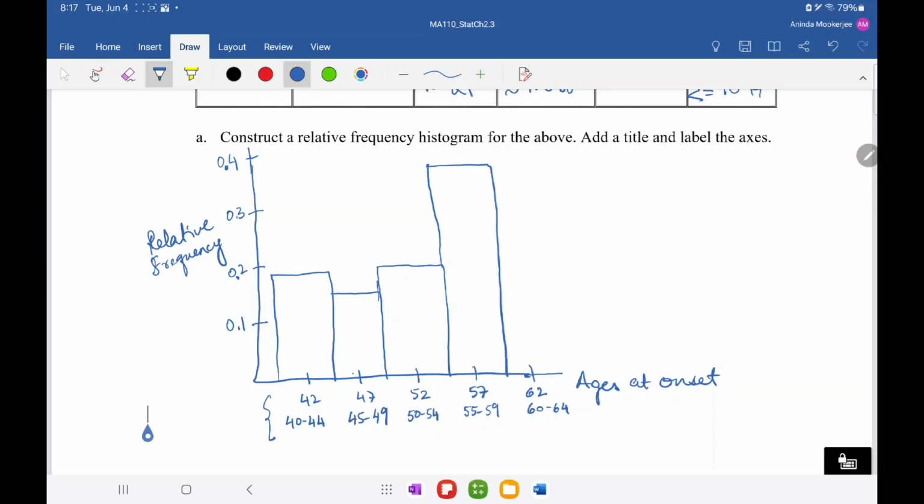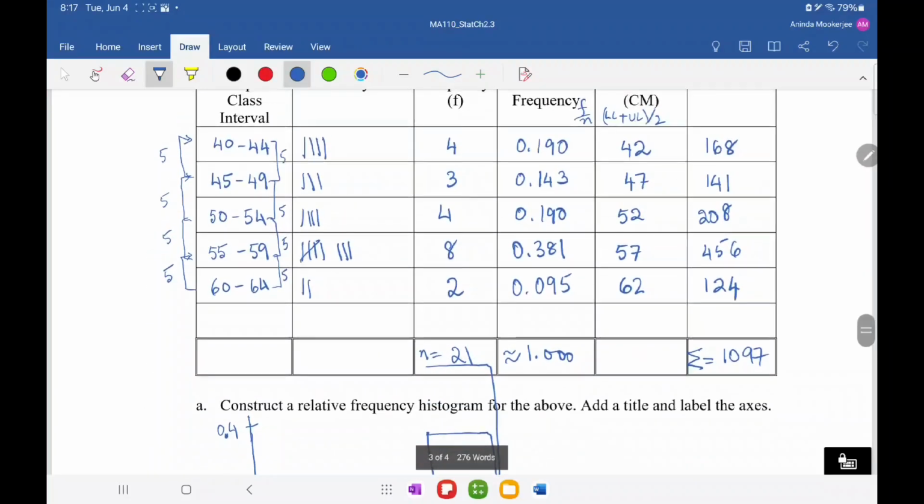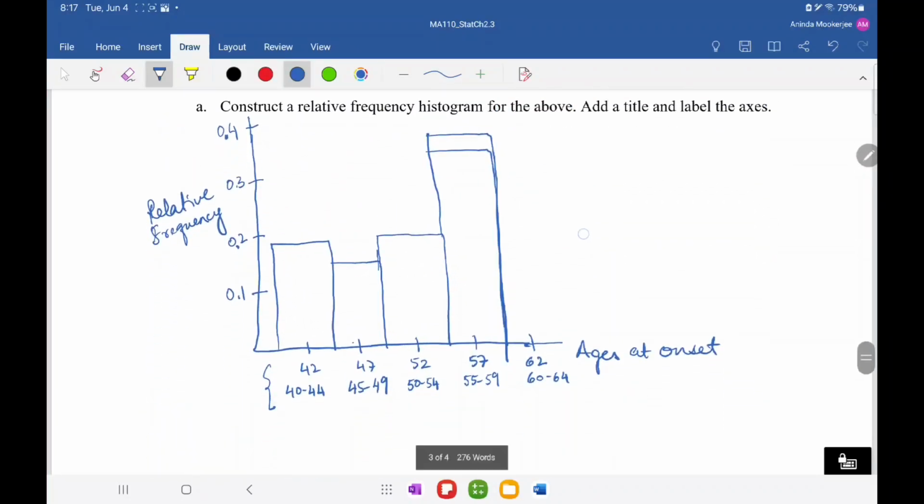All right. And then finally, the last value is 0.095. 0.095 would be a little bit less than 0.1. Maybe somewhere here. All right. So this is our histogram.